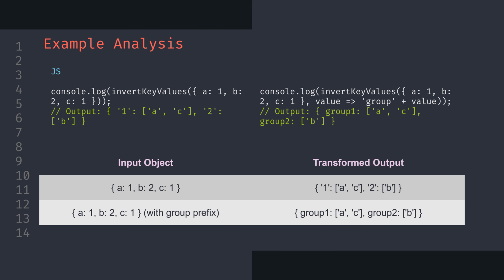In this example, the function correctly groups keys that share the same value. When the transformation function is applied, the keys are modified before being used in the new object.